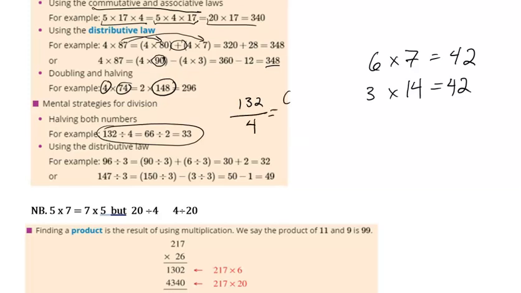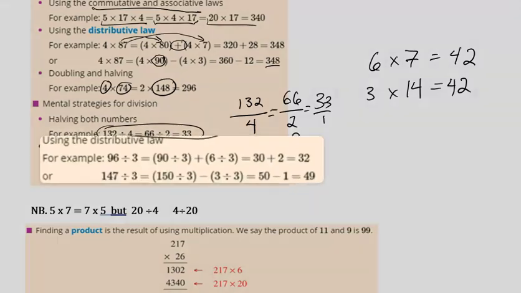And we know that if we divide the numerator and the denominator by the same number, we're going to get an equivalent fraction. So 66 divided by 2 is the same as 132 divided by 4. And divide that in half again, I get 33 over 1, which is, of course, just 33.